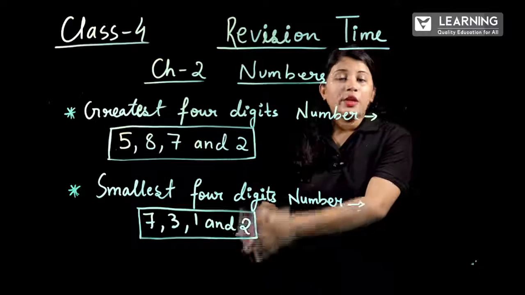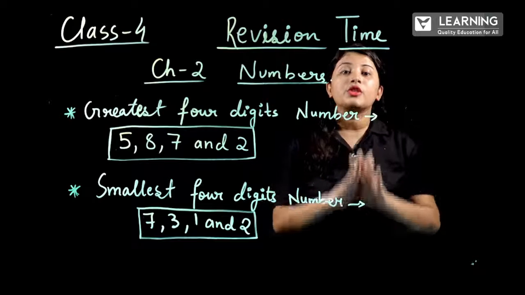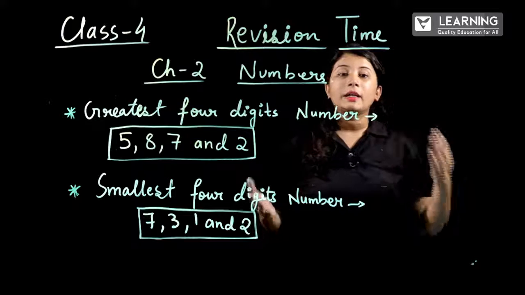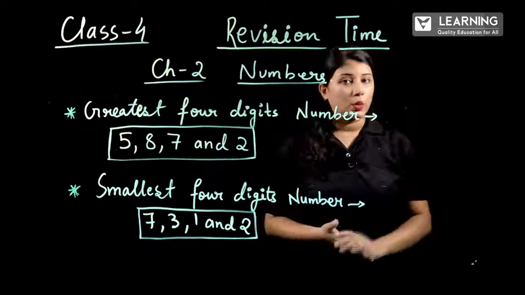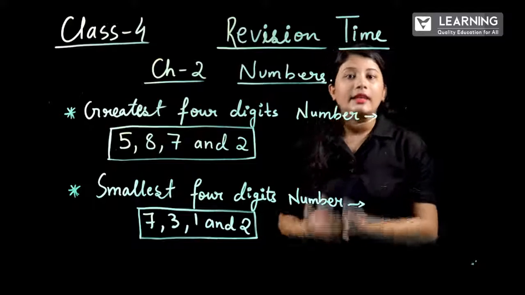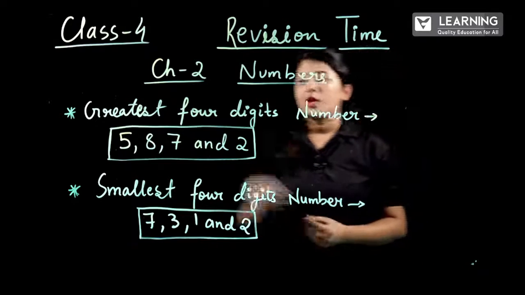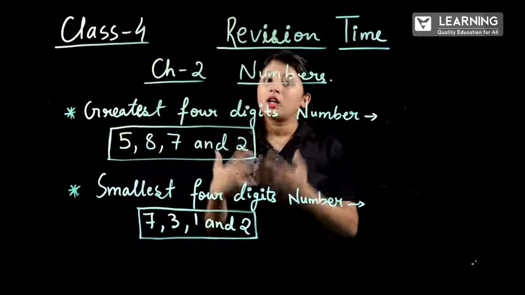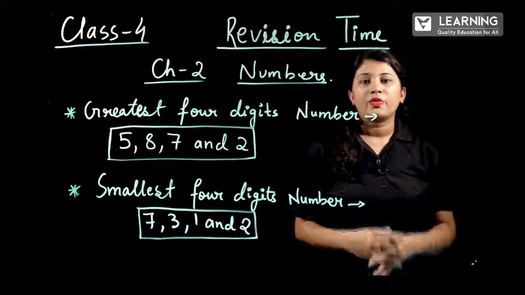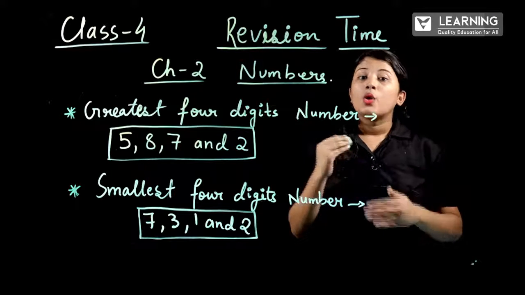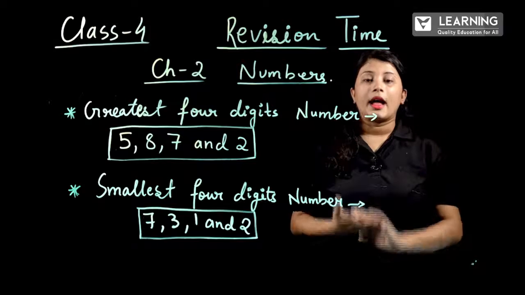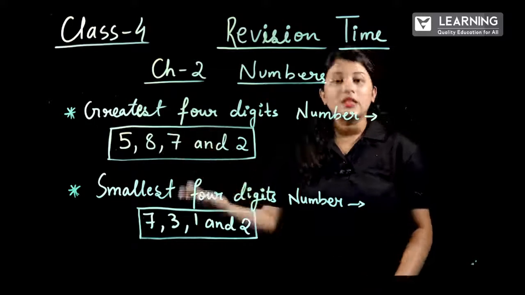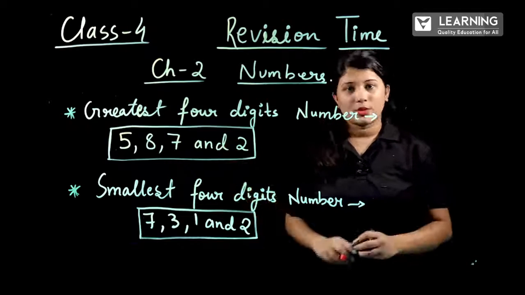Now, here are a few questions because this is a revision time session. So, I will focus on revising all the sections we have covered in chapter 2. Before we start, let's read out the question. What is the question written? First question and second question. So, this is our greatest 4-digit number. We have started with 4-digit numbers, and we will also write the answers accordingly. Greatest number and smallest number. Let's see how it is done.